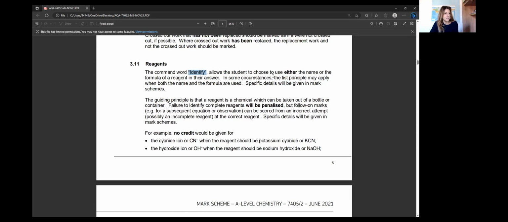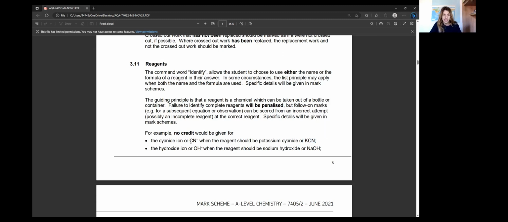If we need to identify, we can either name the reagent or give the formula in the answer. The definition of a reagent is that it is a chemical which can be taken out of a bottle or a container. This is relevant because they won't give credit if, for example, the reagent is potassium cyanide, because that's the thing that you can actually take out from the bottle, as it says here.